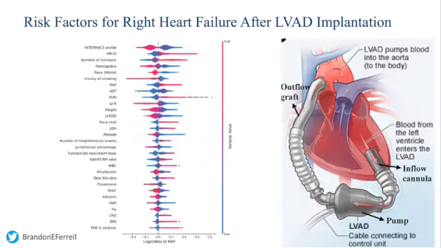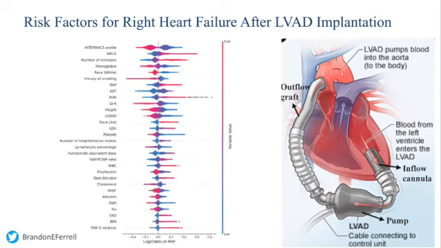Something that interests me is heart failure. And there was a recent abstract at one of the major conferences looking at machine learning analysis of pre-implantation risk factors for right heart failure after LVAD implantation. Right heart failure is a dreaded complication after LVAD implantation and is associated with worse long-term outcomes. However, until this point, we've only looked at individual risk factors as discrete predictors of RV failure.